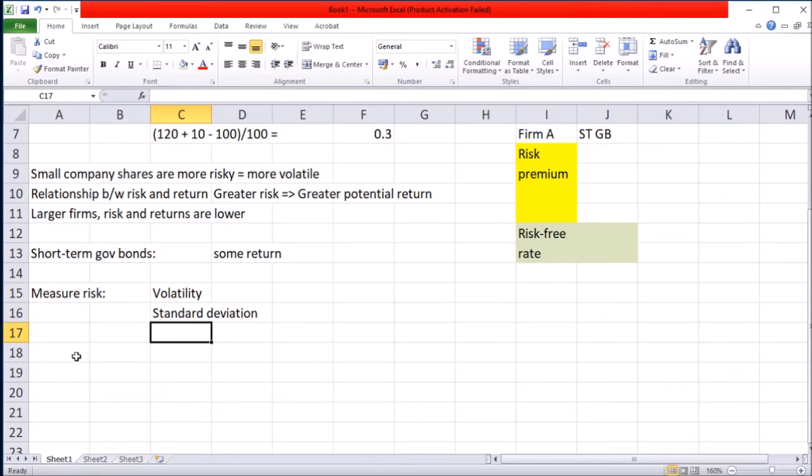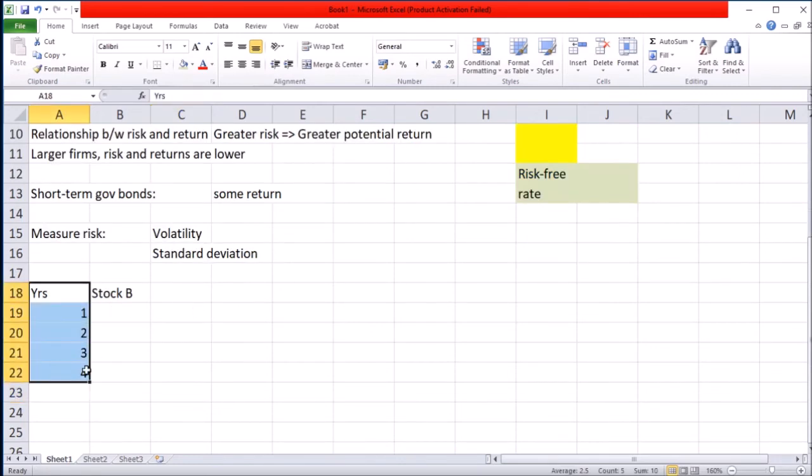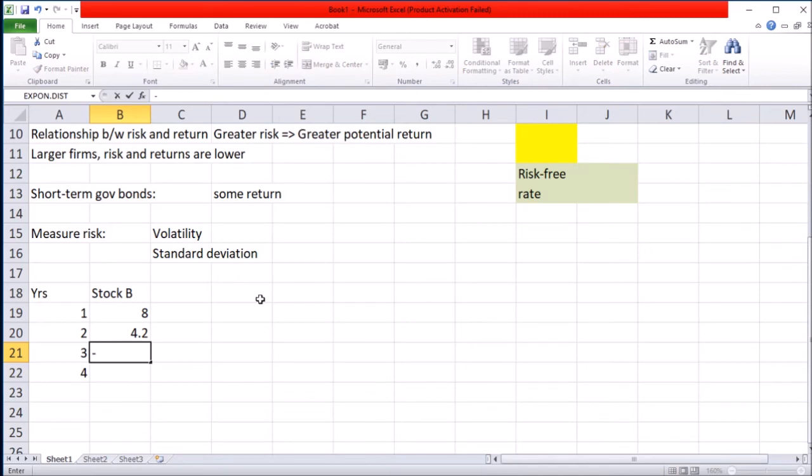So let's have an example. Let's say you've invested into this stock B for 4 years, and let's say your return in the first year was 8%, your return in the second year was, say, 4.2%, return in the third year is, let's say, minus 4.3%, and the return in the fourth year is, let's say, 9%. Firstly, let's calculate your average return. Clearly, you can just use the formula average for that. There it is. On average, you're gaining more than 4.2%.